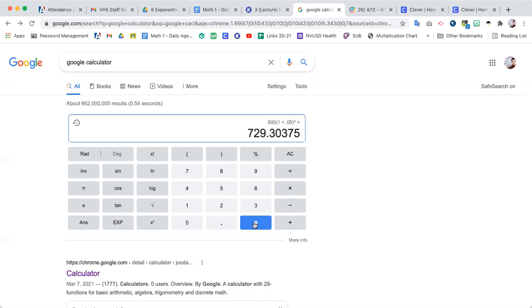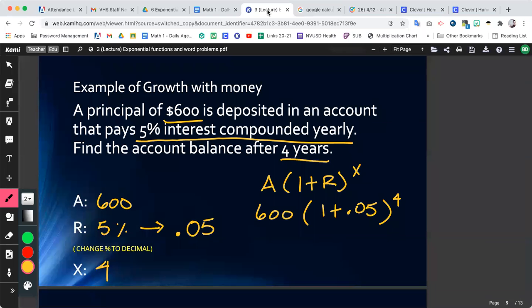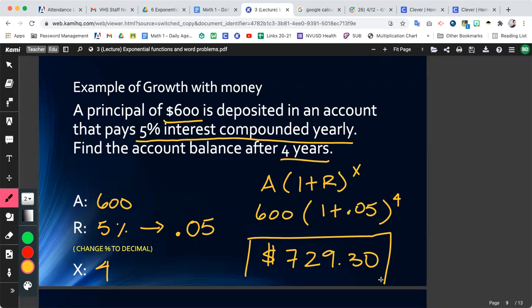Everyone good on how we got to the 30 cents? 2 decimal places? Good. Okay, so our final amount. After 4 years, we have $729.30 in our bank account. So remember, interest means you don't have to do anything to the amount of money, but over time, it grows. That's what interest is all about.